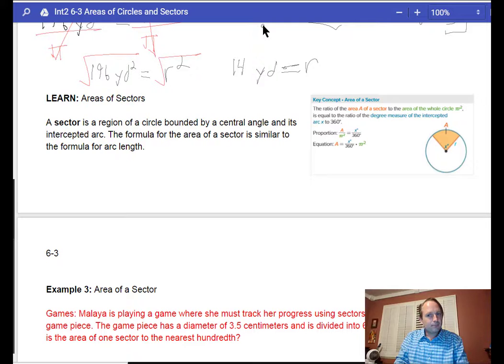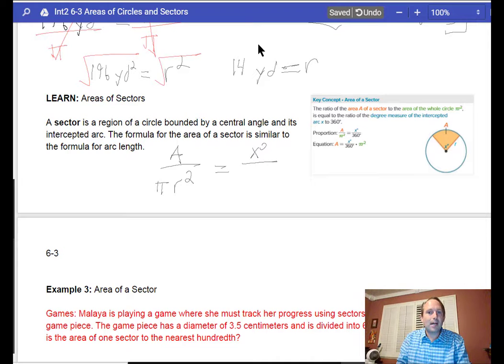So let's go on. Basically what it's saying is, hey, the area of the sector divided by the whole area of the circle is equal to the degrees of the sector divided by the total degrees of the circle. That's pretty much what it's saying. So the part to the whole, this is literally a part to the whole proportion or ratio. So let's go on.